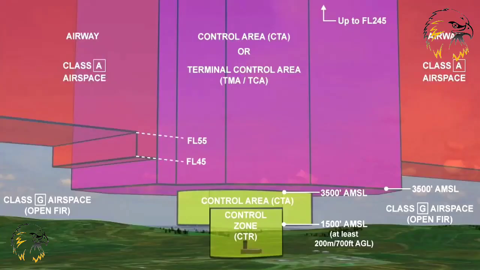On charts, the lower limit of a CTA is expressed either as an altitude or flight level. However, this altitude or flight level must guarantee a minimum height of 200 meters, that is, 700 feet above ground level. ICAO recommends that, if this is more than 3,000 feet above mean sea level, the lower limit should be coincident with the VFR cruising level.